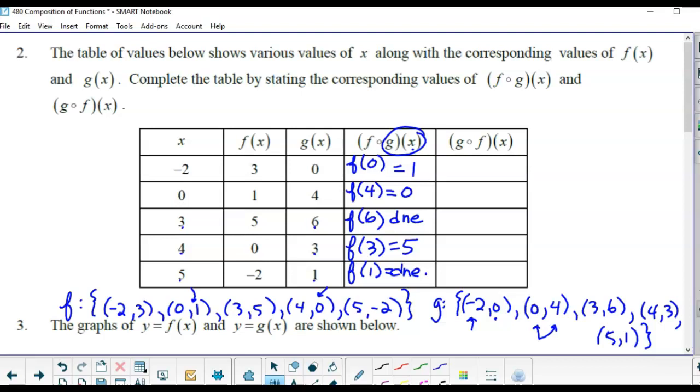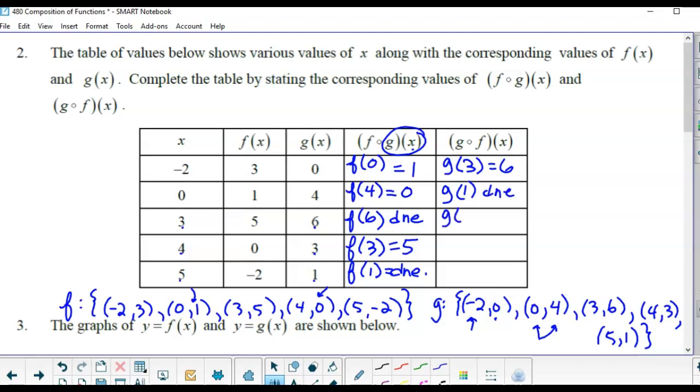Okay? And then we'll do the opposite of that. So g of f of x. So now we're finding g of f of -2. So f of -2 is 3. So g of 3 is 6. Then f of 0 is 1. So g of 1 doesn't exist. There's no x value of 1.